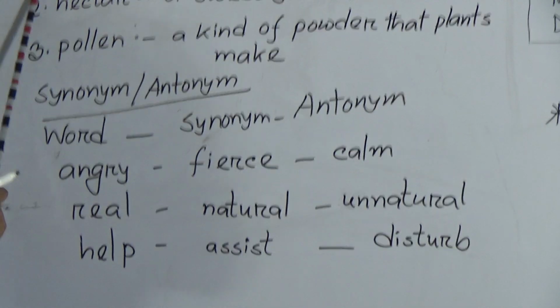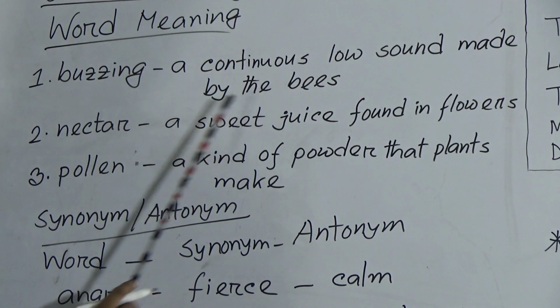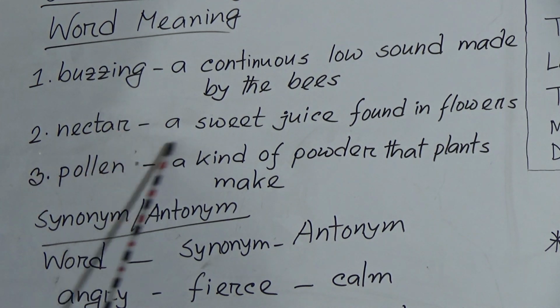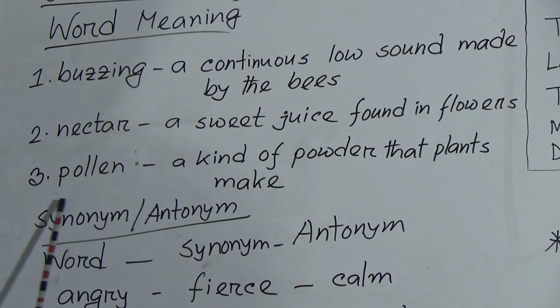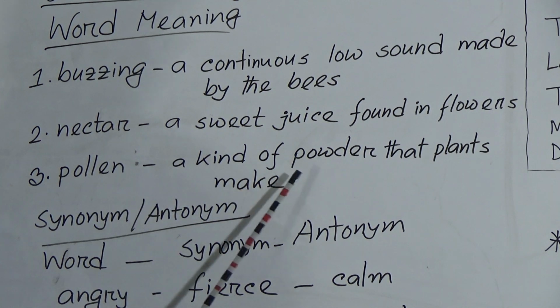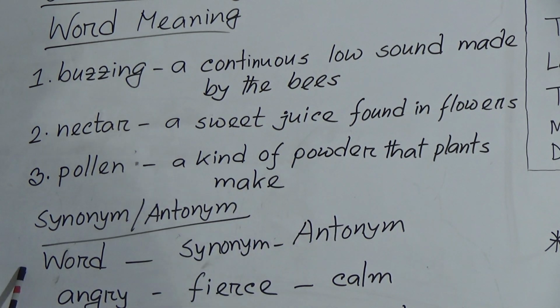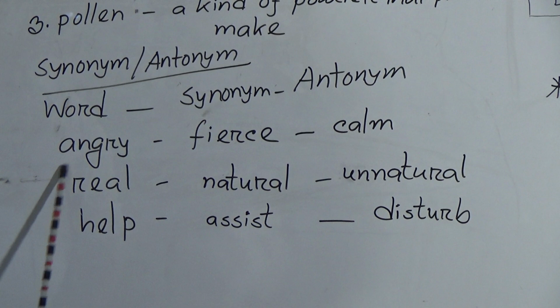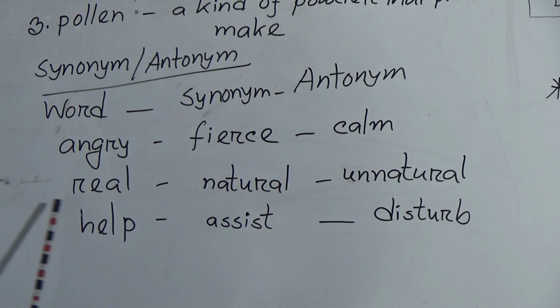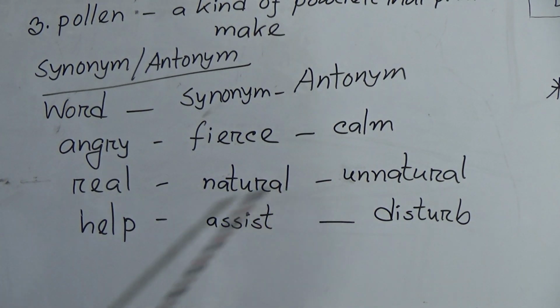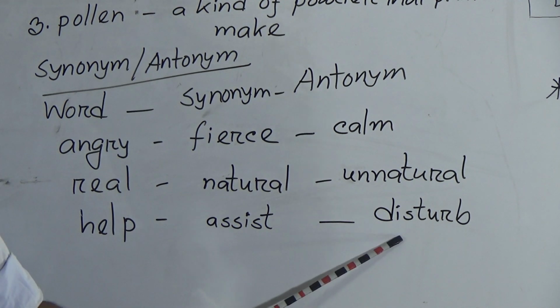So word meaning: number 1, buzzing, a continuous low sound made by the bees. Number 2, nectar, a sweet juice found in flowers. Number 3, pollen, a kind of powder that plants make. Synonym antonym: number 1, angry, fierce, calm. Real, natural, unnatural, help, assist, disturb.